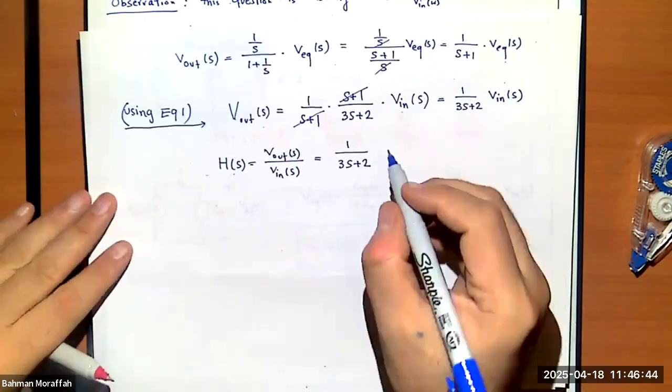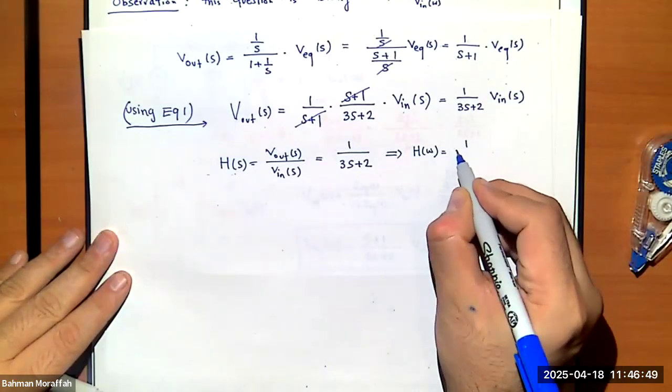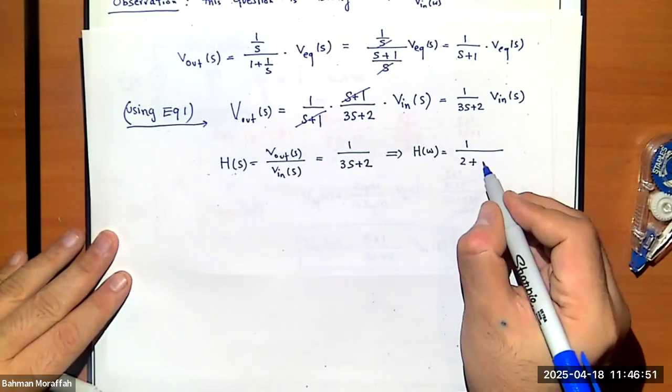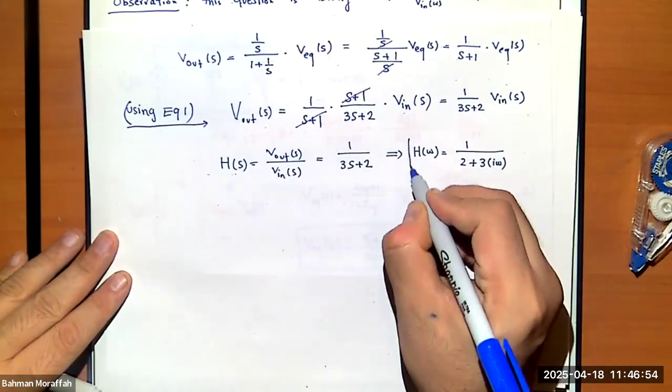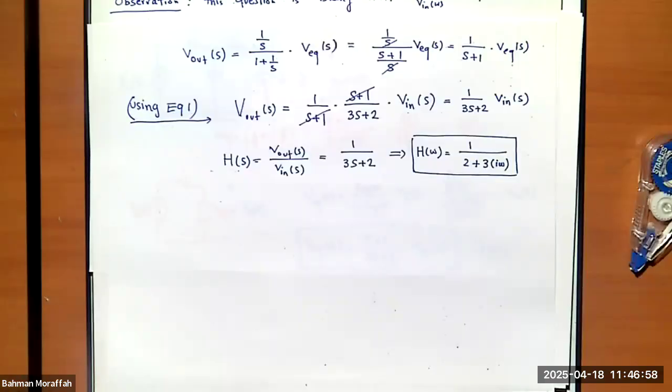Therefore, I can just replace S by i omega. I can get H of omega, which is 1 over 2 plus 3 times i omega. Let's plot this quickly before we actually determine what type of filter this is. How do we plot this? Well, one way is to just actually plot the magnitude. And we just learned a shortcut. We learned how to approximate this, and this is a very simple function.